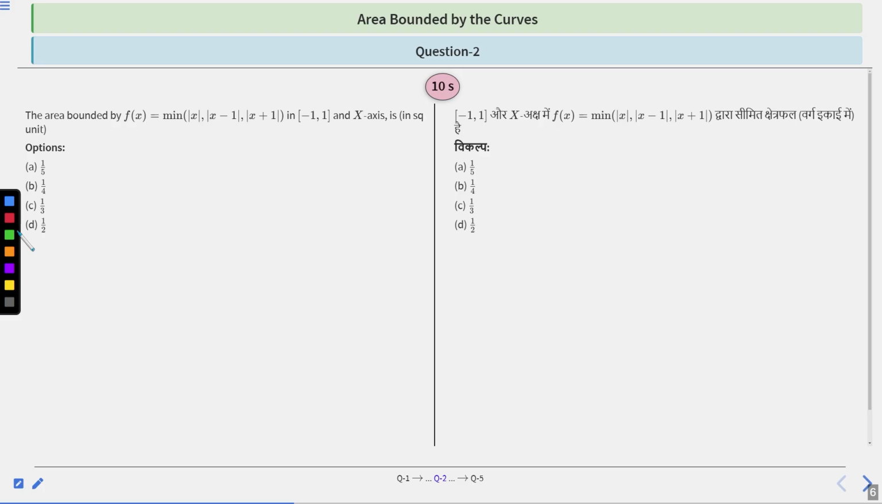And in the interval minus 1 to 1, we will try to see which function is attaining minimum value, that is mod x or mod x minus 1 or mod x plus 1, right? And that will be the graph of the curve in the required interval. So in this way, you can try to approach this question.